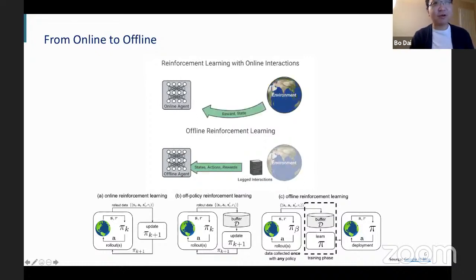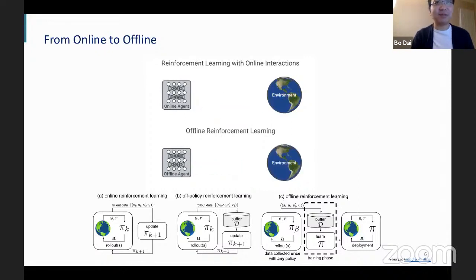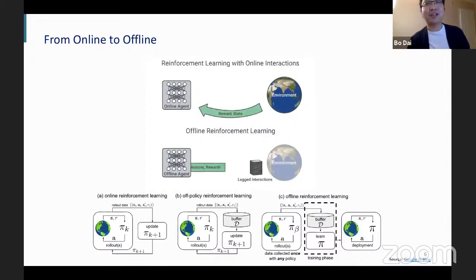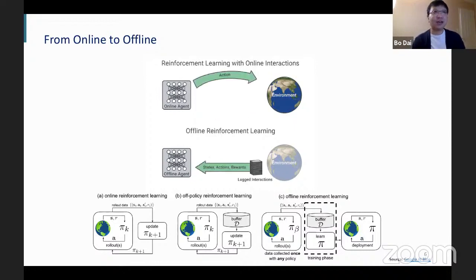Always remember, in offline reinforcement learning, you only have data. You don't have the chance to interact with the environment. So this is what we want to emphasize before we go through the technical detail and algorithm, how we solve this kind of problem. Okay, so I hope we are clear about the setting right now. Great. Let's keep moving.